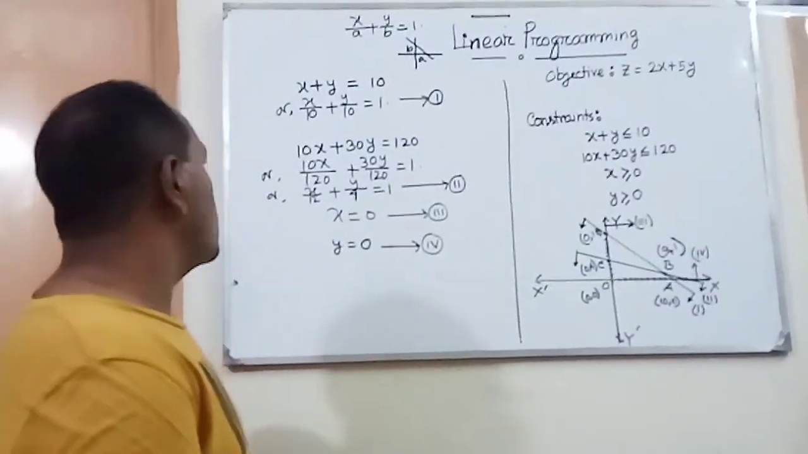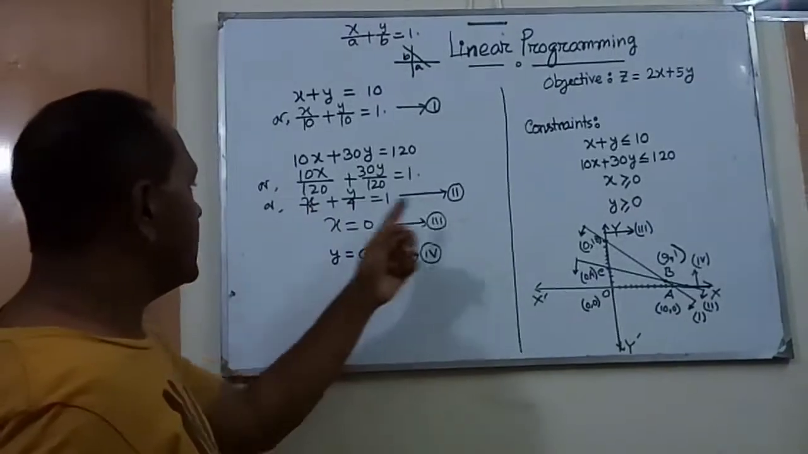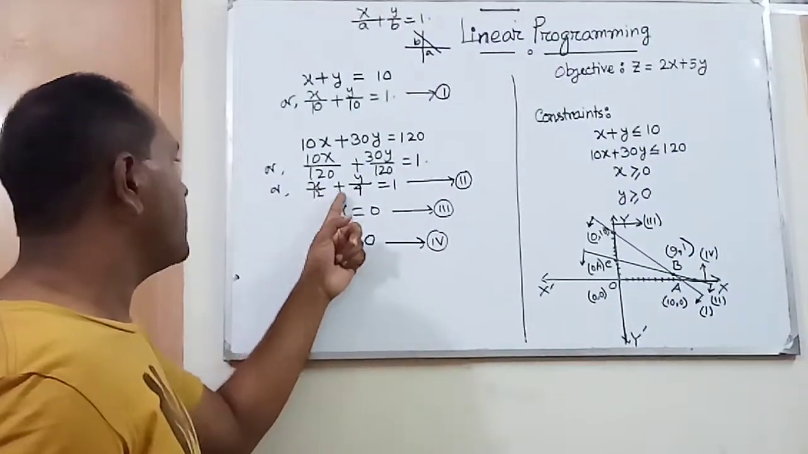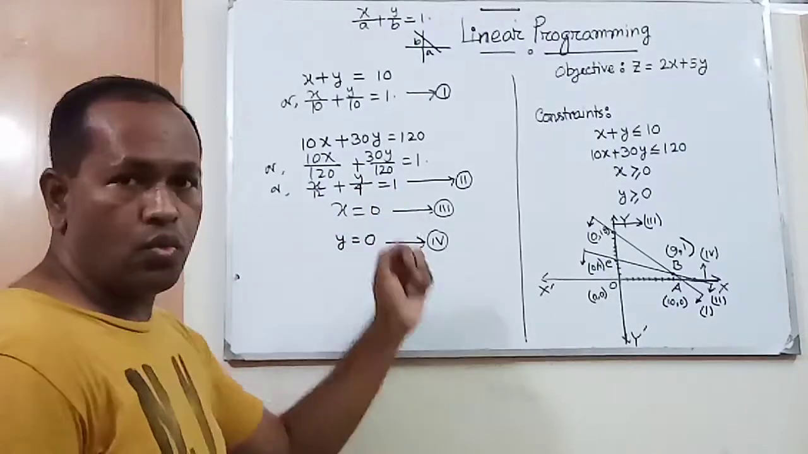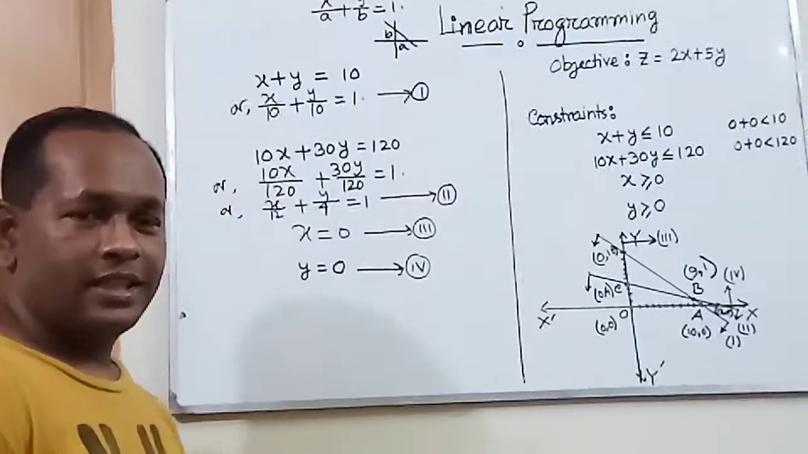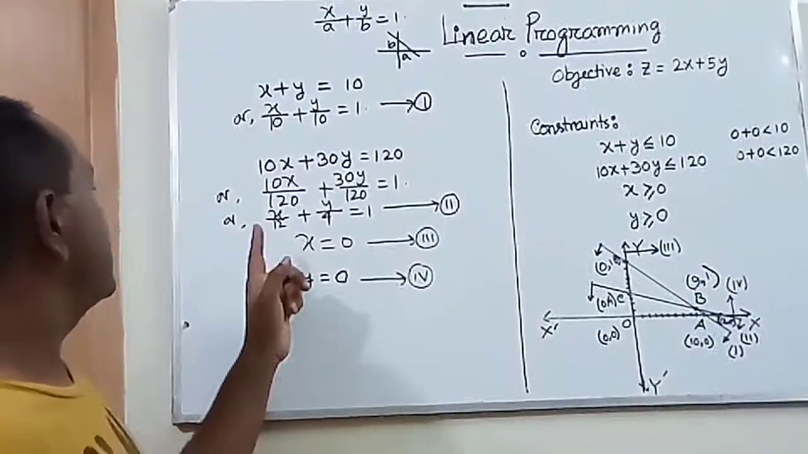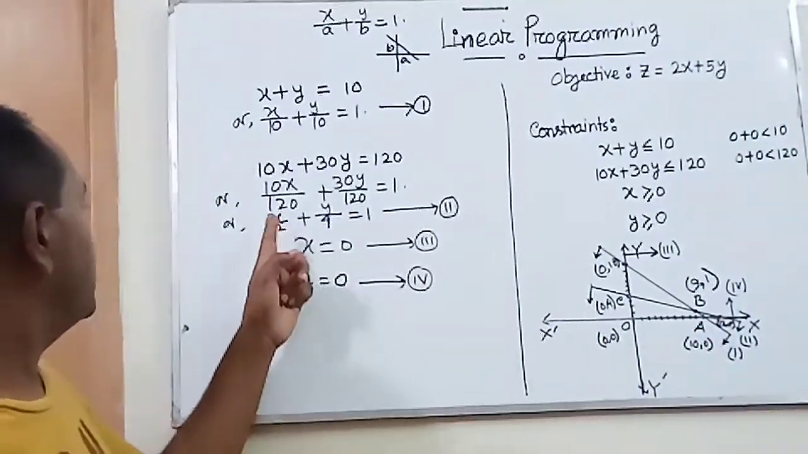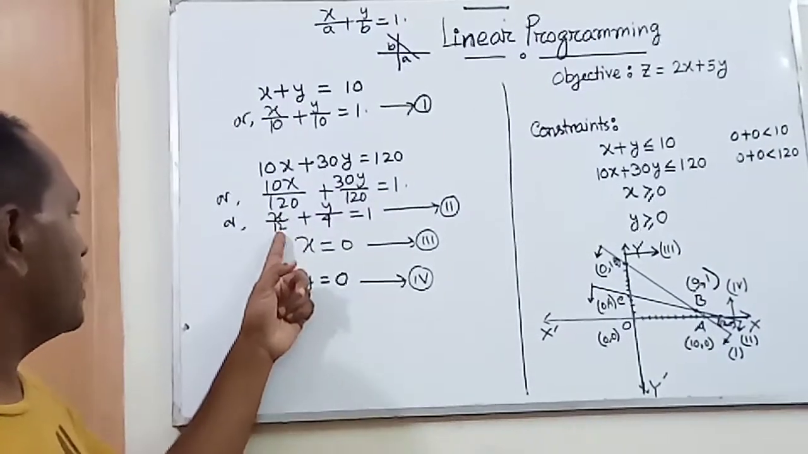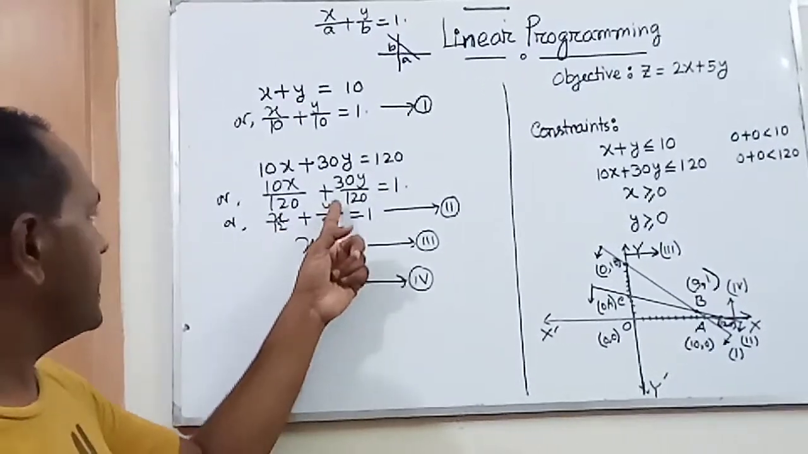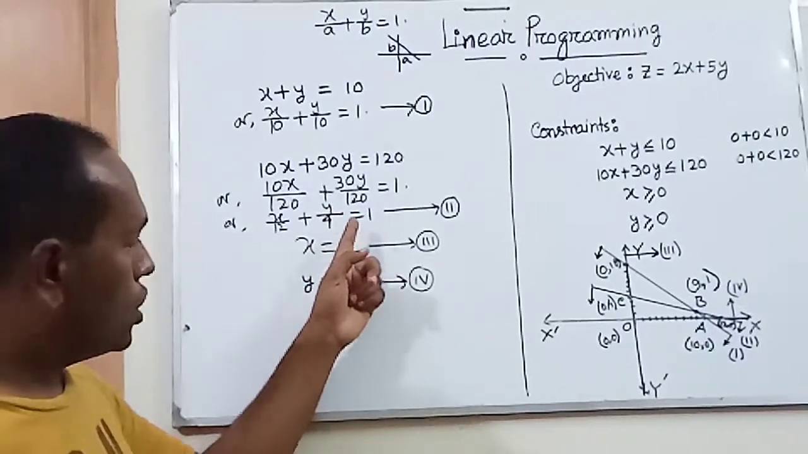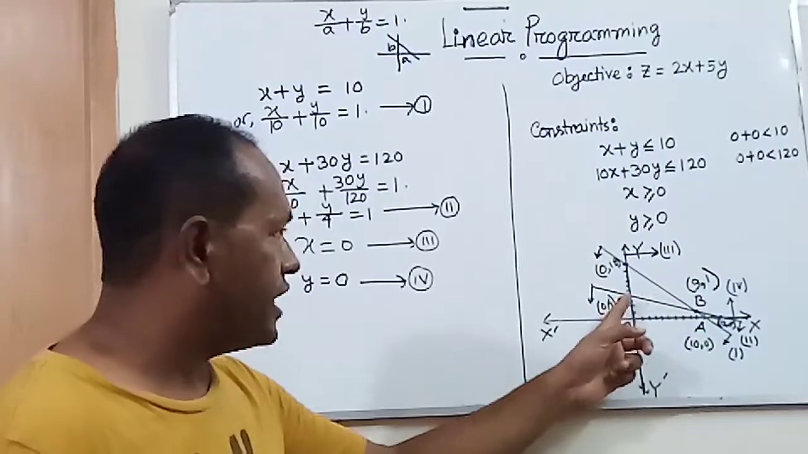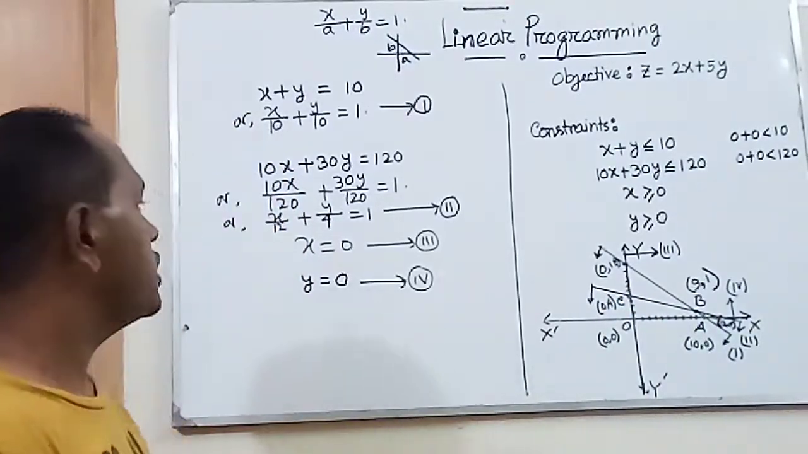Okay, in this way you can represent equation 2. Here we see x divided by 12 plus y divided by 4 equals 1. This means the coordinate of the x-intercept is 12, 0 because you have seen here x divided by 12. Again you have seen here y divided by 4, so the coordinate of the y-intercept is 0, 4. Now joining these two points, you will get the line of equation 2.